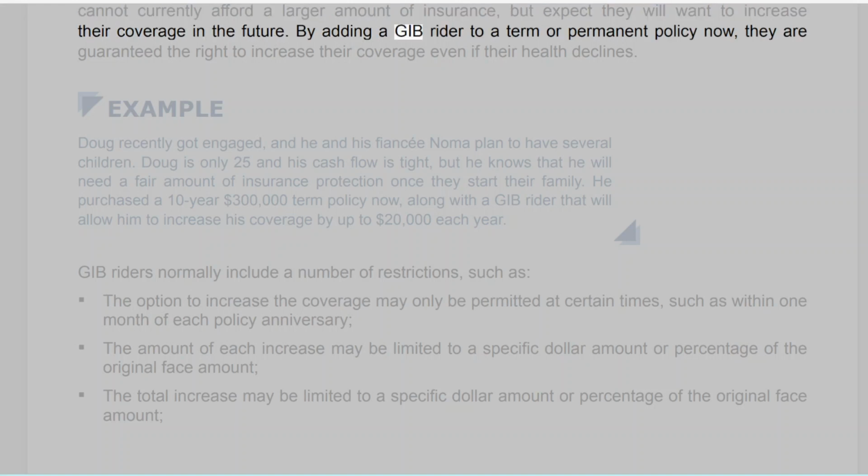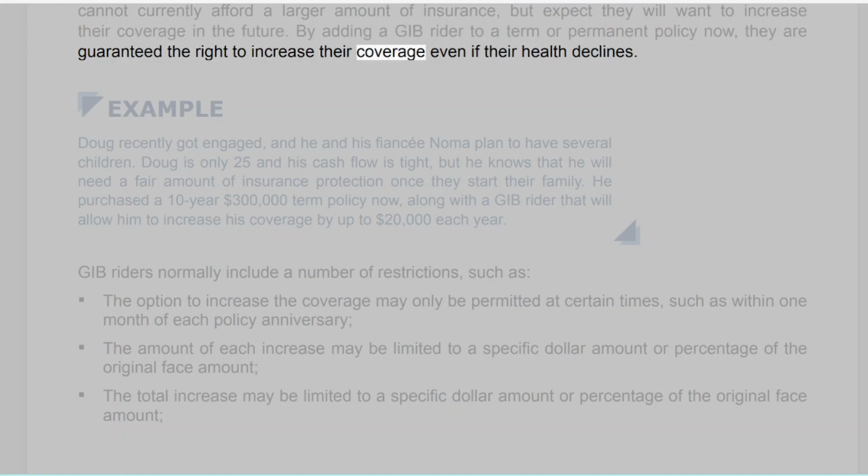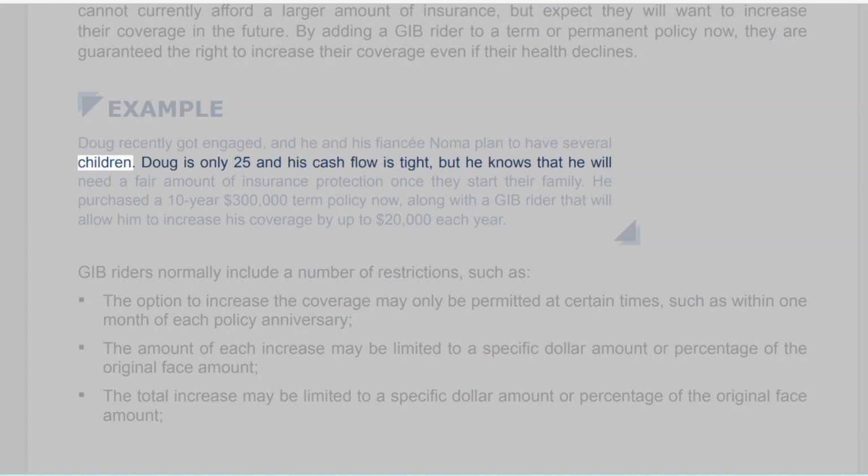By adding a GIB rider to a term or permanent policy now, they are guaranteed the right to increase their coverage even if their health declines. Example: Doug recently got engaged, and he and his fiancée Noma plan to have several children. Doug is only 25 and his cash flow is tight, but he knows that he will need a fair amount of insurance protection once they start their family. He purchased a 10-year $300,000 term policy now, along with a GIB rider that will allow him to increase his coverage by up to $20,000 each year.